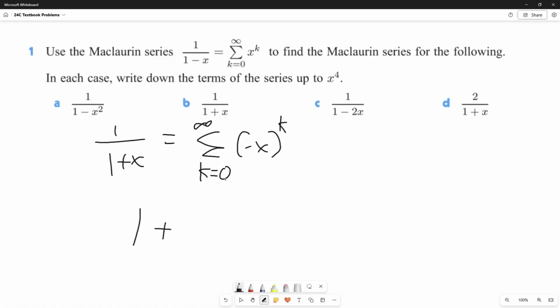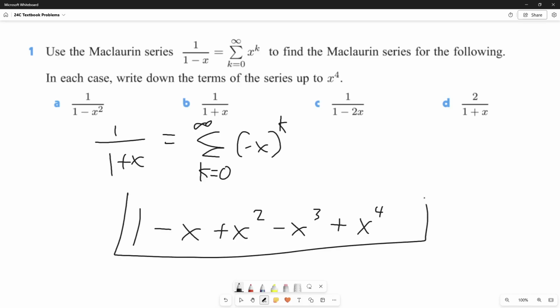And then we write the first terms. When k equals 0, it's 1, and then when k equals 1, it's negative x. When k equals 2, it's x squared. When k equals 3, it's minus x cubed. And when k equals 4, it's x to the 4th. So that's your answer for part B.